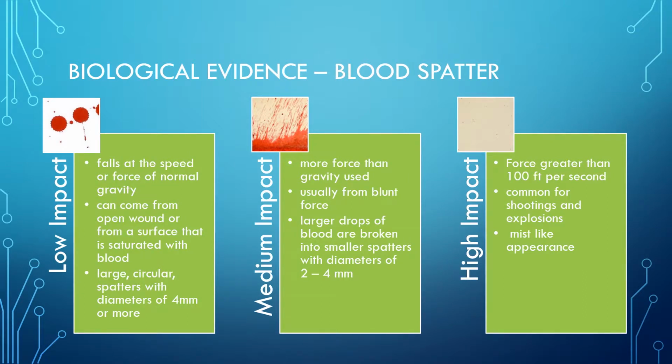When looking at blood spatter, there are 3 levels of impact: low, medium, and high. Low impact is due to the normal force of gravity, and they're going to be large and circular. Medium impact is usually from some type of blunt force object, and it's going to be large drops broken into smaller splatters. High impact is going to be high force from shootings or explosions, and it's going to take on a mist-like appearance.